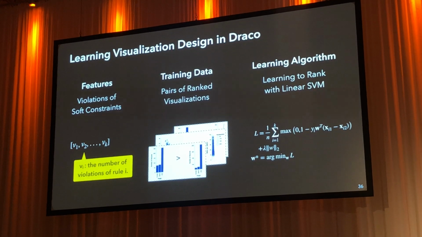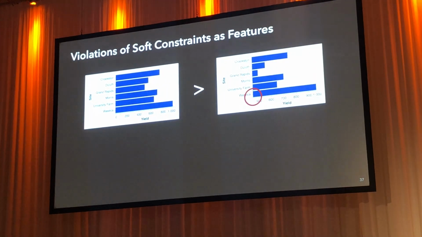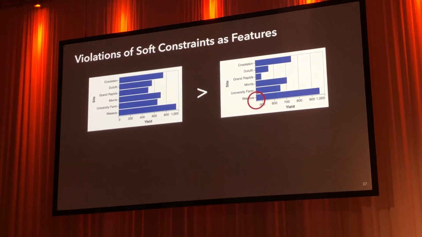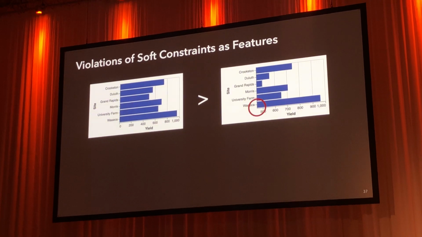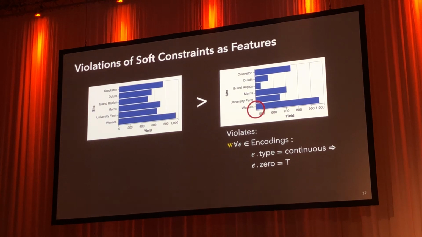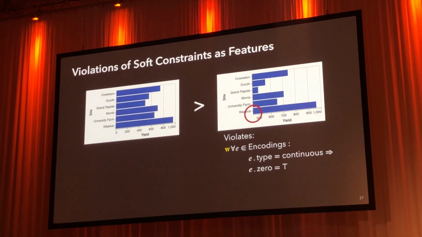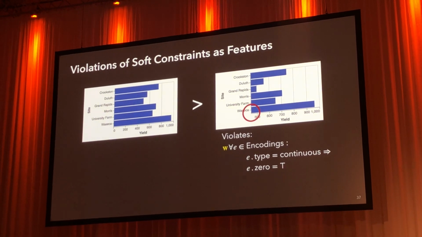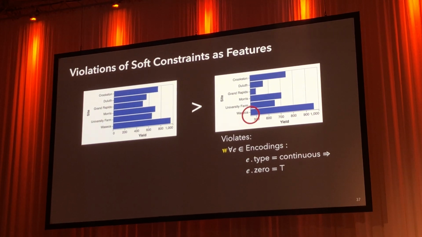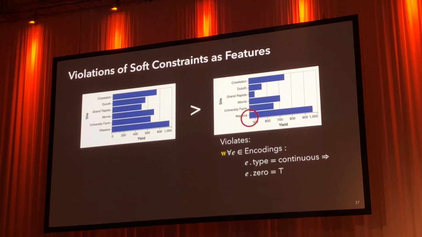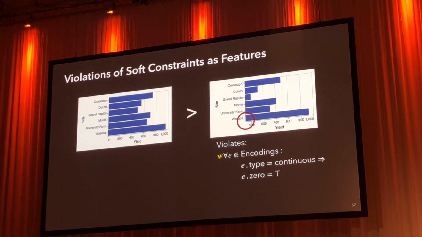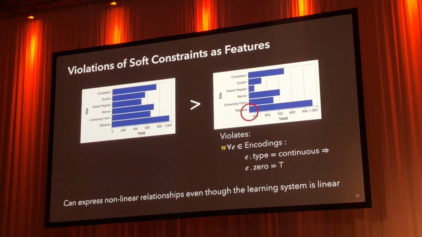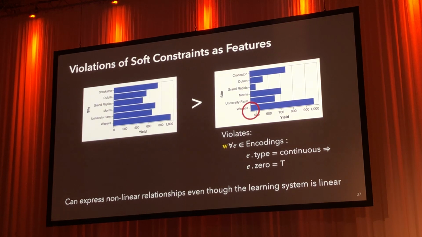So how do these violations of soft constraints work as features? Let's look at the example from earlier again, where we had the 2 bar charts, one with 0, the other one without. The chart on the right here violates an additional constraint: the constraint that if the encoding is continuous, we should include 0. And so this has a higher cost. One cool thing about this approach of using violations of soft constraints as features is that we can model nonlinear relationships, even though our learning system is a linear support vector machine.